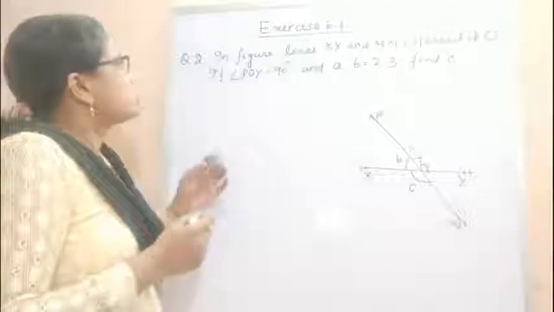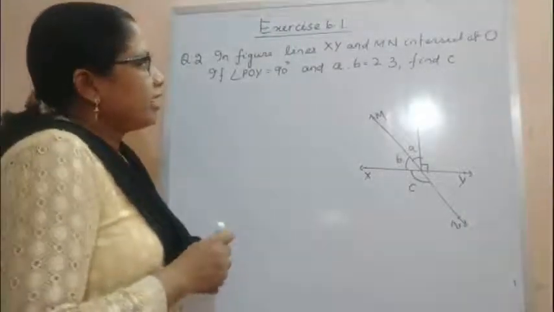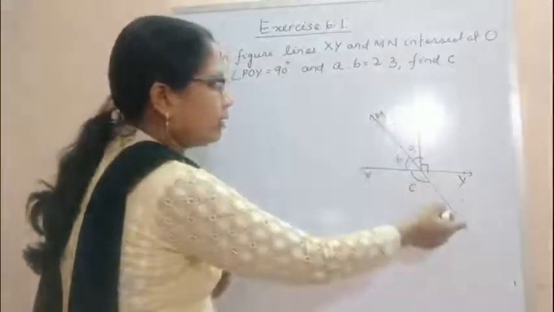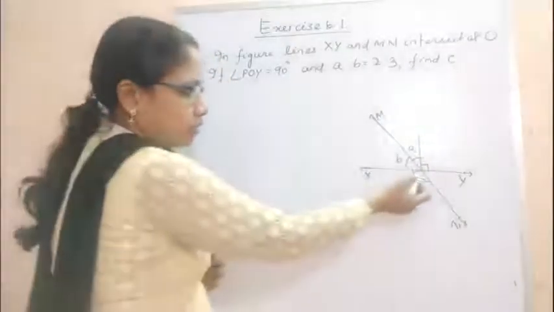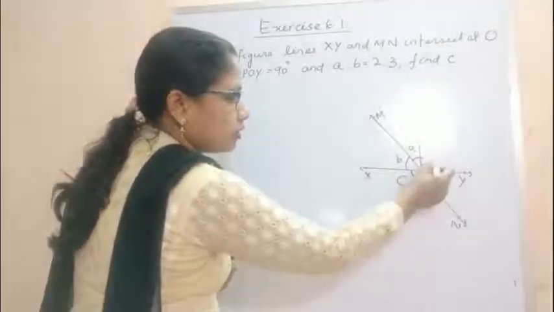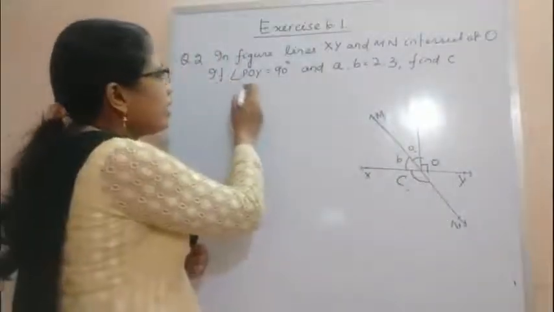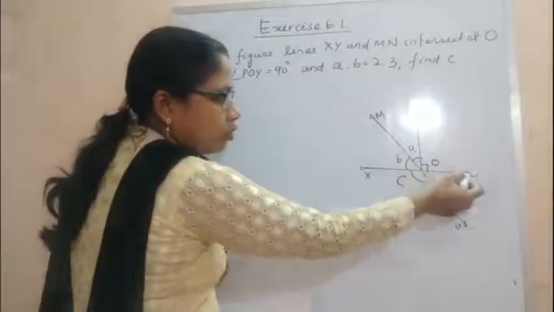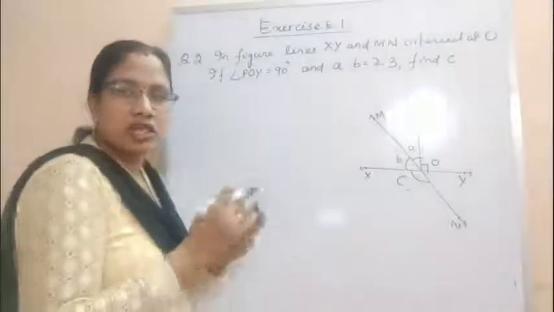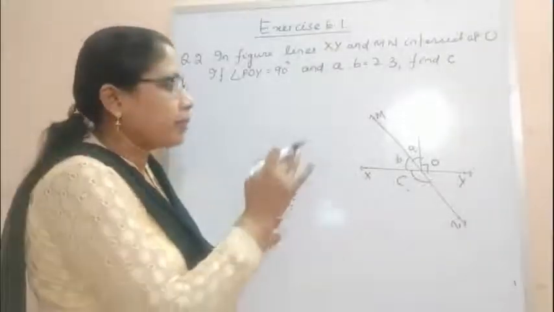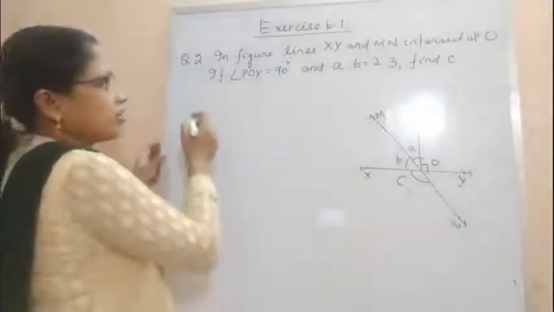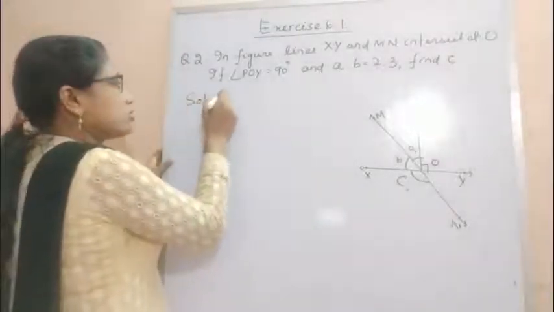Let us solve question number 2. In the figure, lines XY and MN intersect at O. If angle POY is 90 degrees and the ratio between angle A and B is 2:3, find C. So, solution.